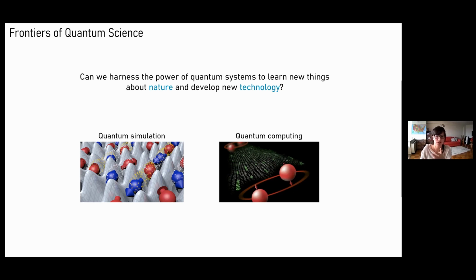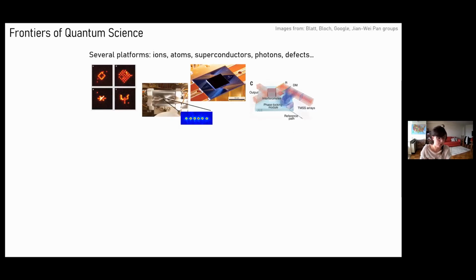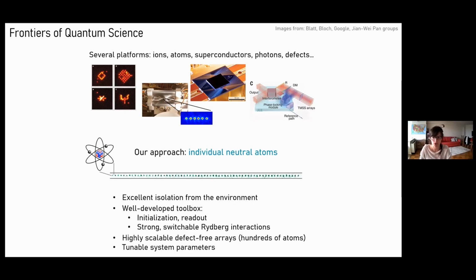So in this context of quantum science, there are several platforms that are currently being used. And the one we chose is to build our quantum machine starting from individual neutral atoms. And the reason for that is that neutral atoms have a large number of properties that we believe are very useful in this context of developing a good quantum machine, as I'm going to show you in a second.